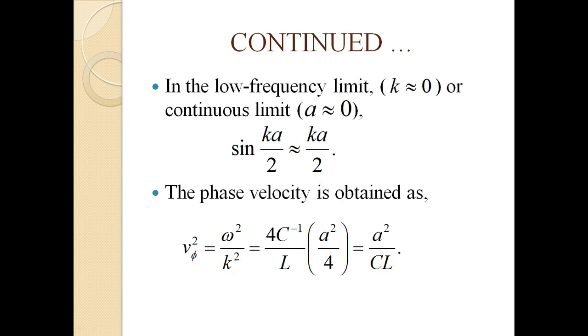In the low frequency limit, this k is approximately equal to 0, or in the continuous limit, the length of the inductor a is approximately equal to 0. Then sin Ka by 2 is approximately equal to Ka by 2. Substituting these in the expression for phase velocity, we get that v phi squared equal to omega squared by k squared, which is equal to 4 by LC a squared by 4.